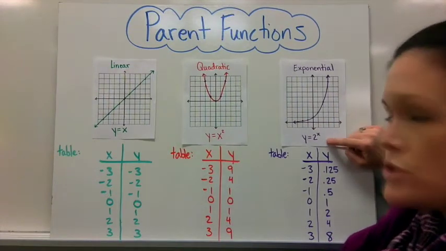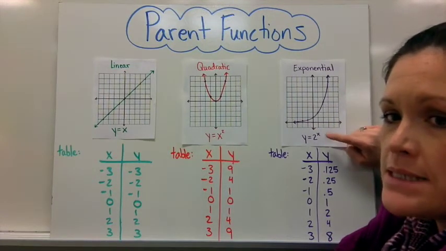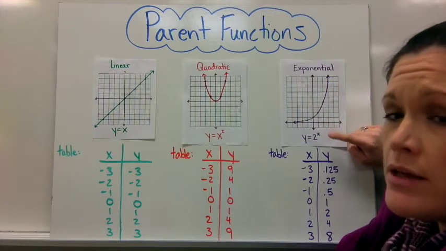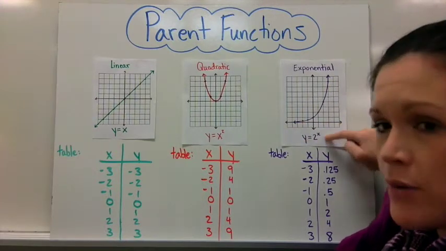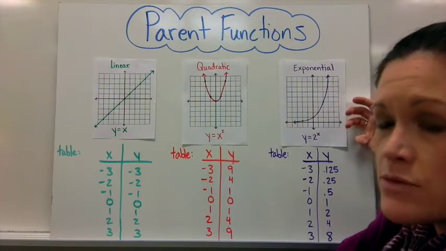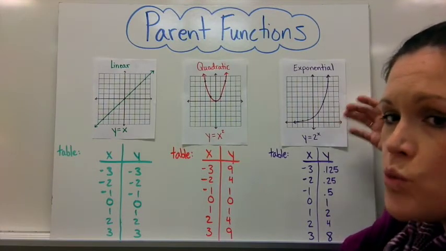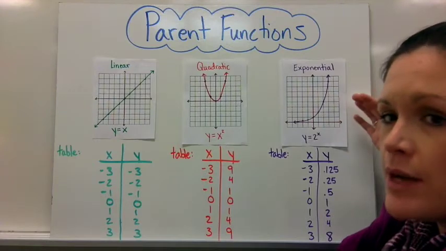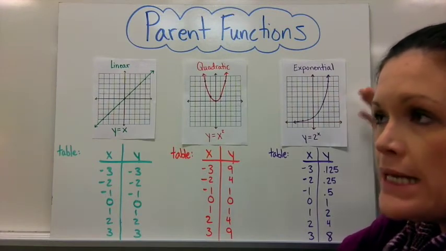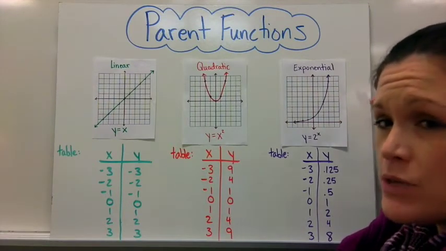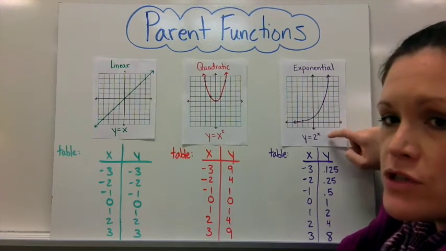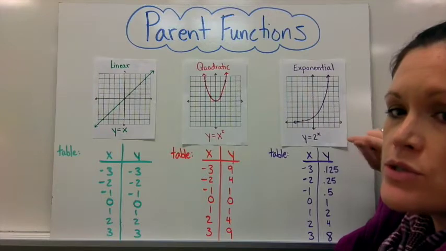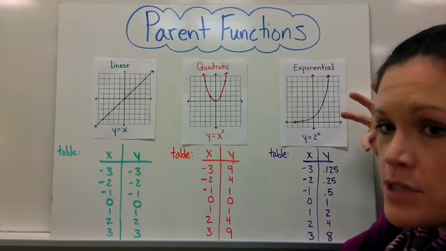And y = 2^x is our basic parent function, we call it. Nothing's been added or subtracted. This is just basic exponential. Now, why does it have a 2, you might ask? Well, if we had y = 1^x, think about it. 1 to any power is still just going to equal 1. So that wouldn't be helpful. So that's why the parent function for exponential is y = 2^x, so we have something to go by.